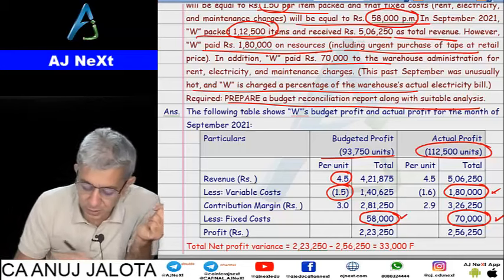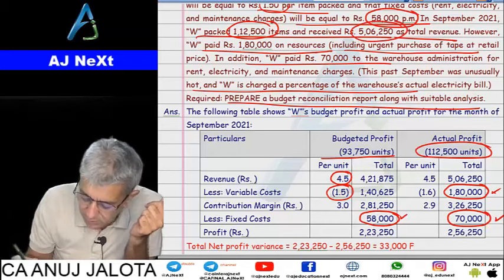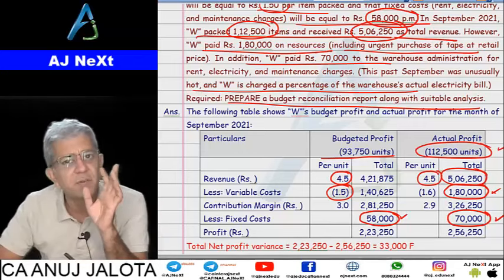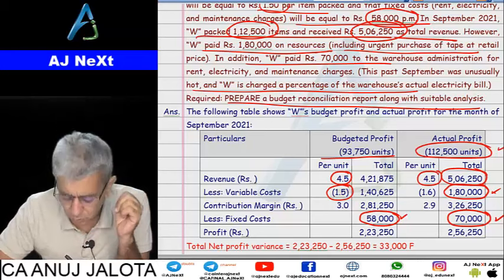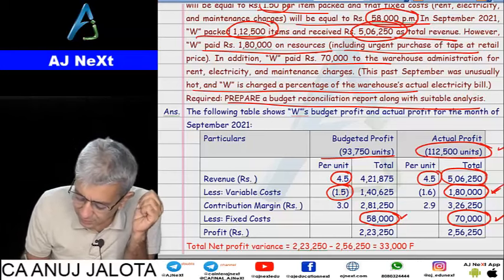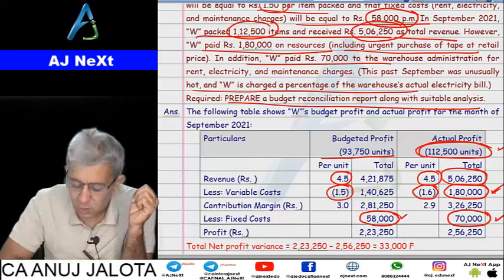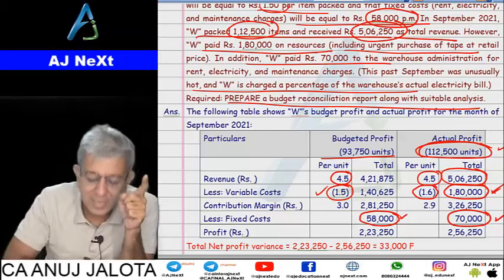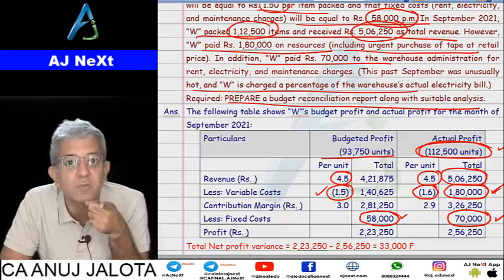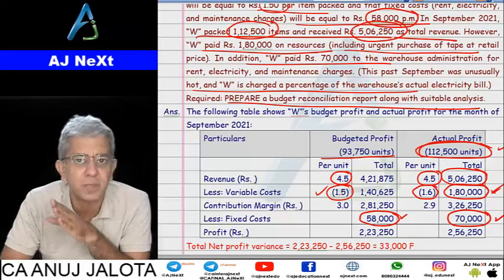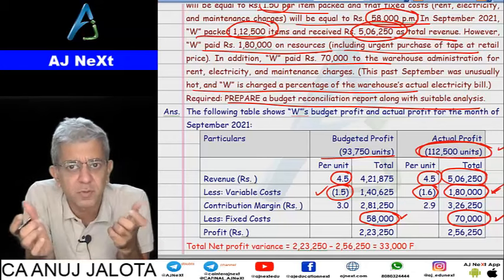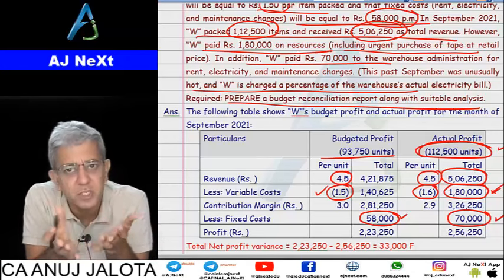Now see, this much is the total revenue that has come over here, divided by 112,500. So 4.5 is the actual selling price also. Okay. 180,000 divided by this figure, so actual variable cost was 1.6 per unit. It was slightly higher than whatever we had thought as 1.5. The reason for that is we purchased some tapes on an urgent basis. Those packing tapes, because we pack the things in boxes, so we require those tapes. It was purchased on an urgent basis.